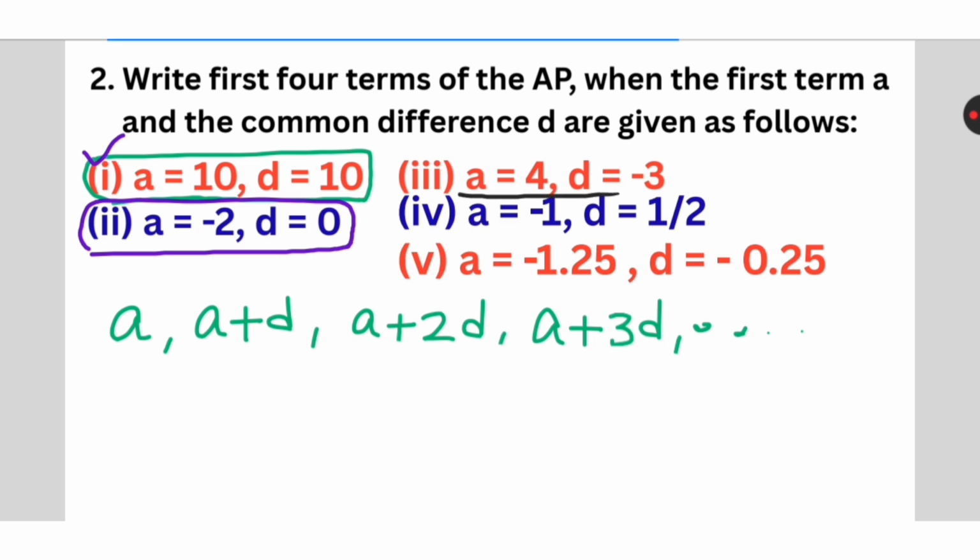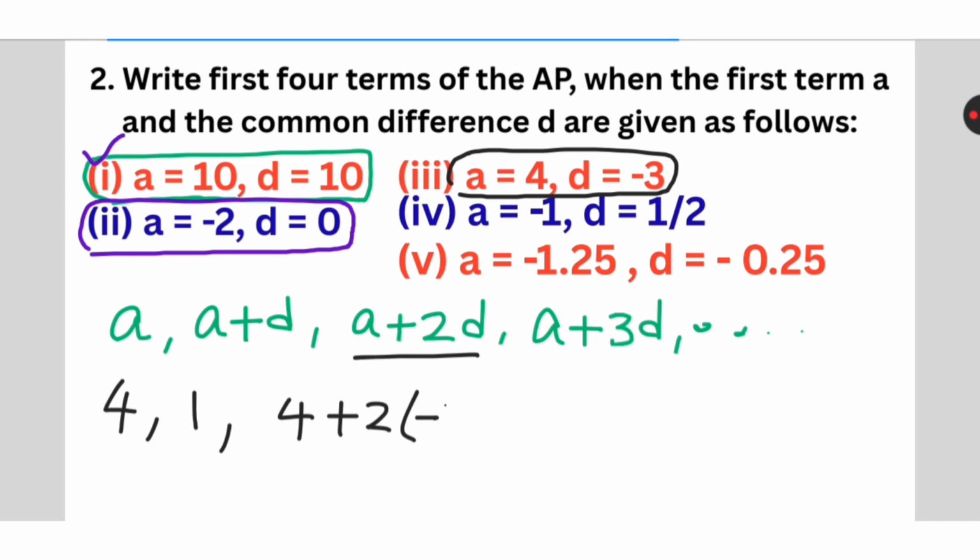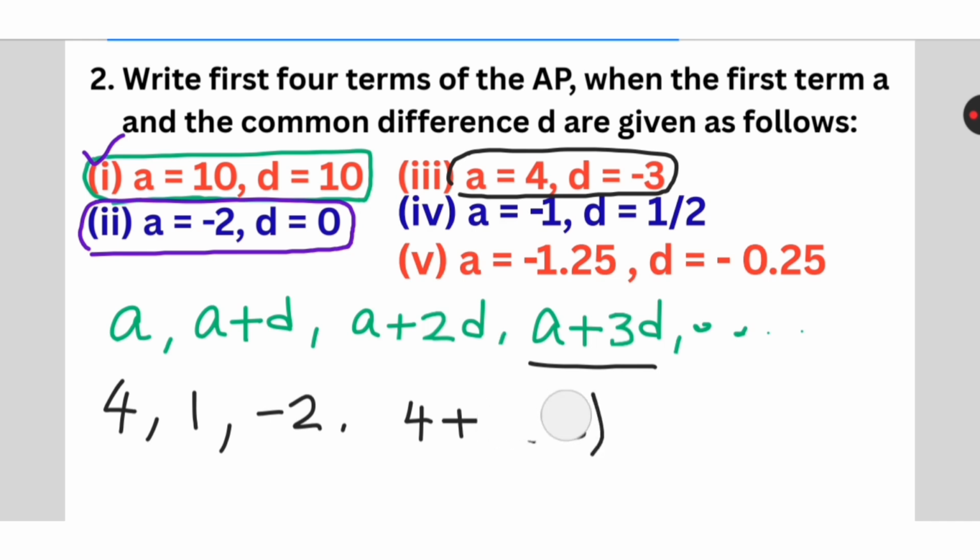Third question, which is A equal to 4, D is minus 3. So A is 4, just directly write 4. Then A plus D, where A is 4 and D is minus 3: 4 minus 3 gives 1. That is our second term. Then A plus 2D: A is 4 plus 2 times D, which is minus 3. So 2 times minus 3 gives minus 6, and 4 minus 6 gives minus 2. Then A plus 3D: the A value is 4 plus 3 times D, which is minus 3. So 3 times minus 3 gives minus 9, and 4 minus 9 gives minus 5. So these are the first 4 terms of an AP for the third question.